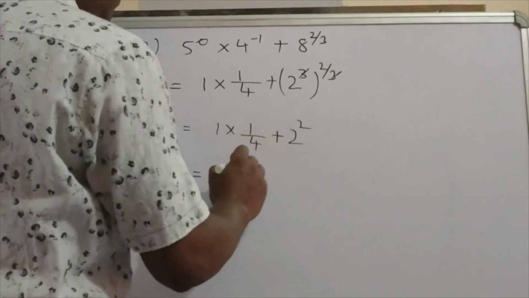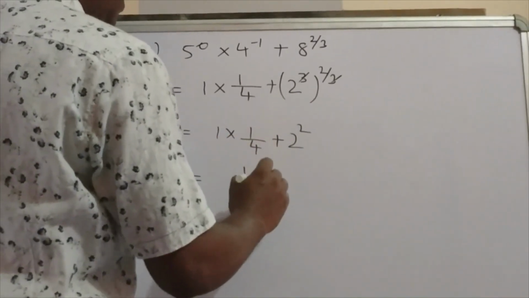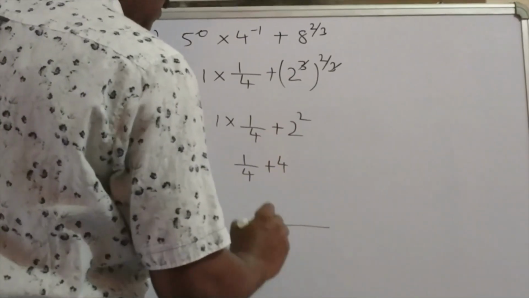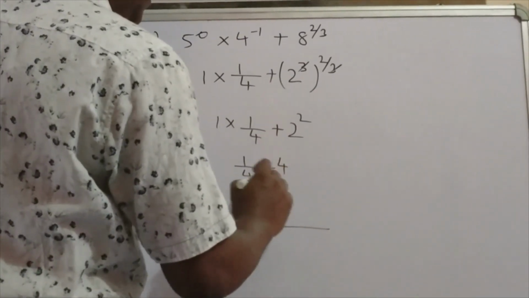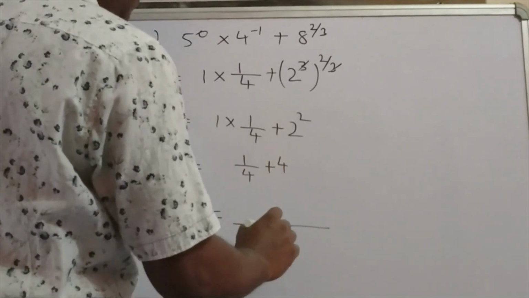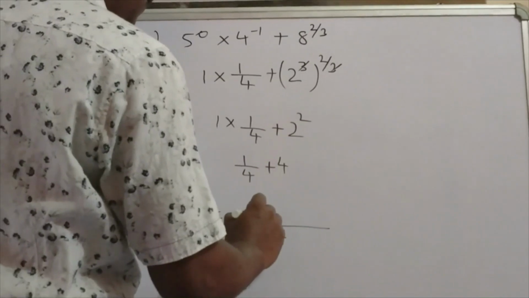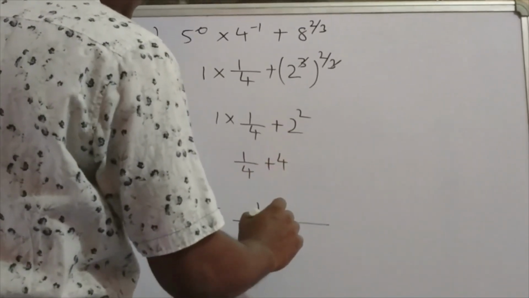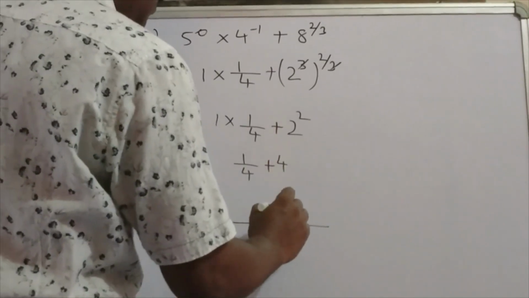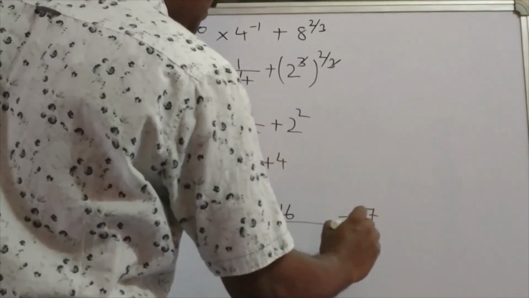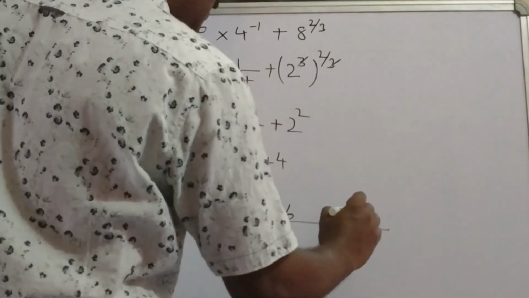1 into 1 by 4 is 1 by 4, plus 2 to the power 2 is 4. So the LCM: the denominator of 4 is nothing, so the LCM is 4. 4 divided by 4 is 1, 1 into 1 is 1. Plus here no denominator, so directly multiply by the LCM: 4 into 4 is 16. So it becomes 17 by 4. Understood?